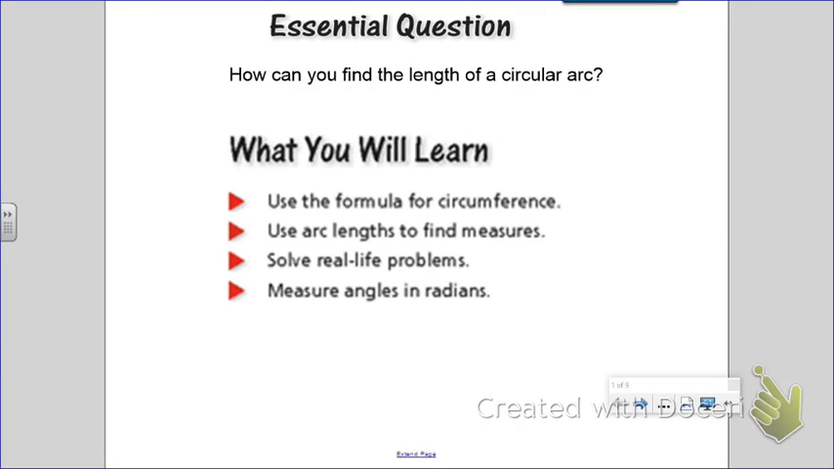Today's lesson is on finding the length of an arc. We'll look at the formula for circumference, use arc lengths to find measures, and then find the angle in radians and degrees.